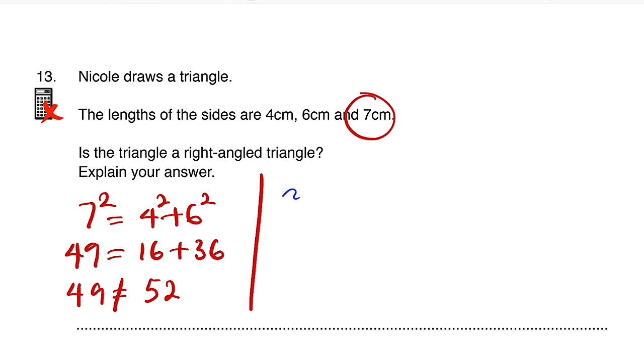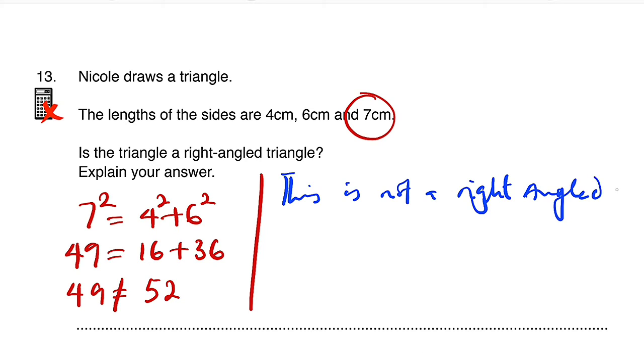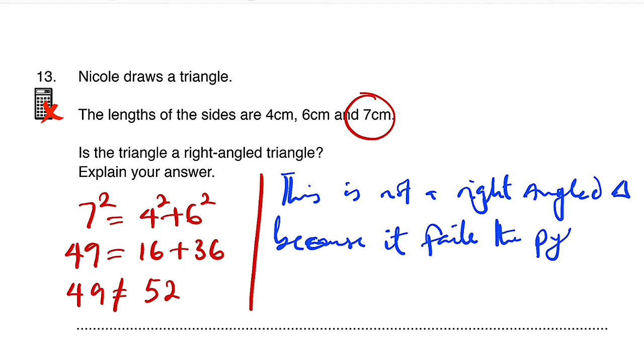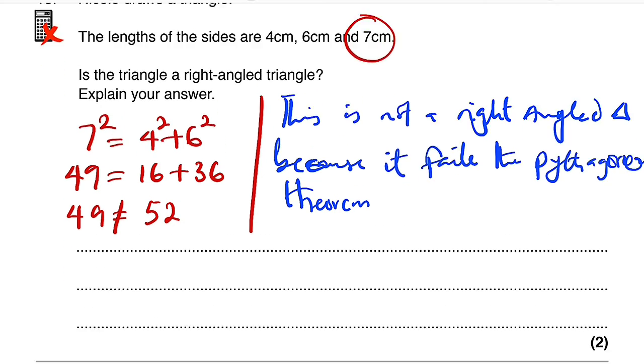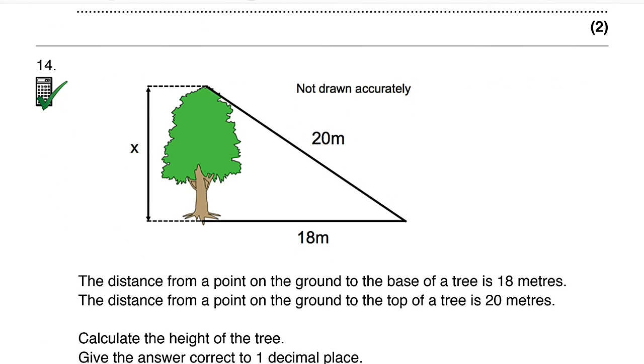This is not a right angle triangle. Reason: it failed the Pythagorean theorem. Since it failed the Pythagorean theorem, it is not a right angle triangle. Question number 14.